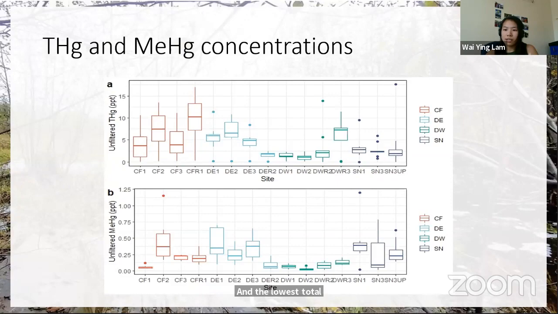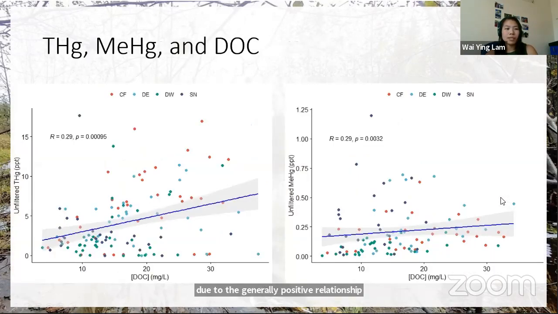Total mercury concentration was positively correlated with stream flow, likely due to the generally positive relationship between stream flow and DOC, and the generally positive relationship between DOC and total mercury concentration, which we can see here. So both total and methyl mercury concentrations increased with dissolved organic carbon. And this was unsurprising because carbon has long been thought to be an important transport mechanism for mercury.